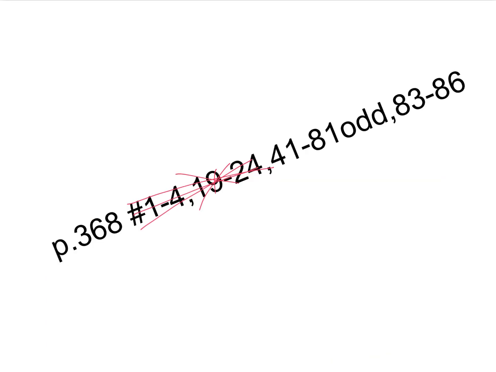All right. For you, page 368, numbers 41 through 81 odd, and 83 through 86. Now, most of those are what kind of problems? Odd problems. So what could you do? Check them. All right.